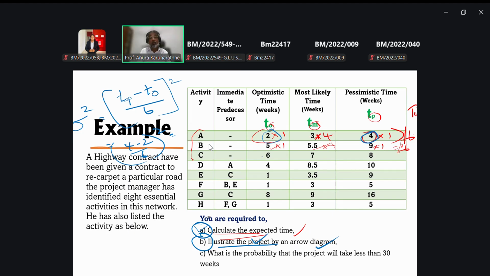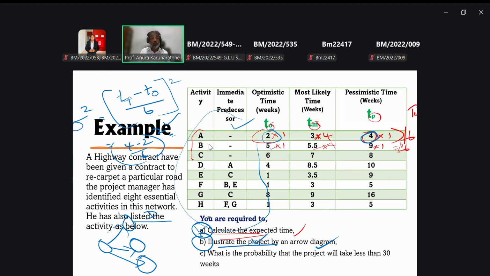You have to use this network. So you are having activity and the immediate predecessors. So you should have immediate predecessors. In this way, you can draw it, right? So in addition to that, D after A. So here, then E after C, then A, B.